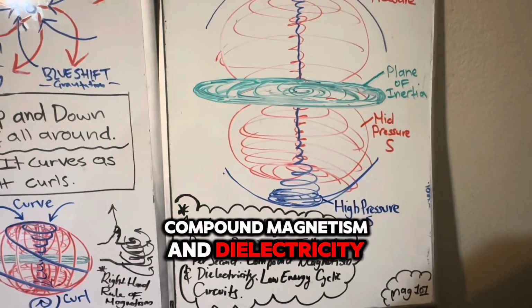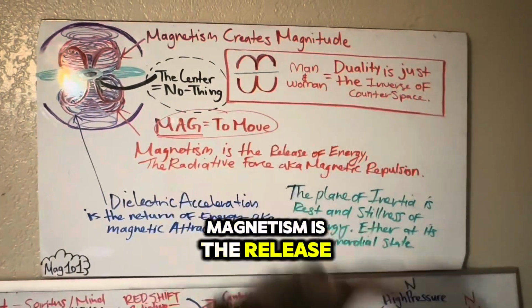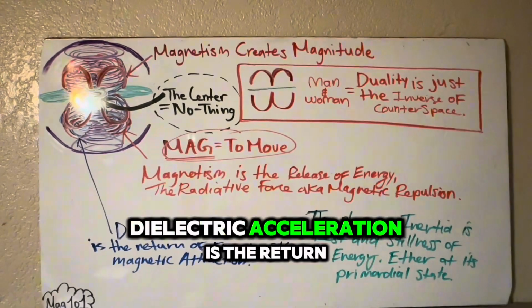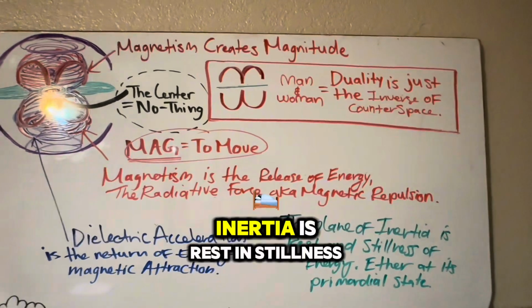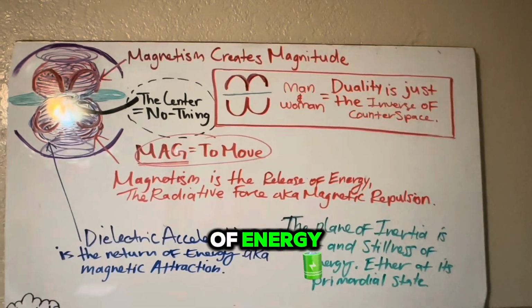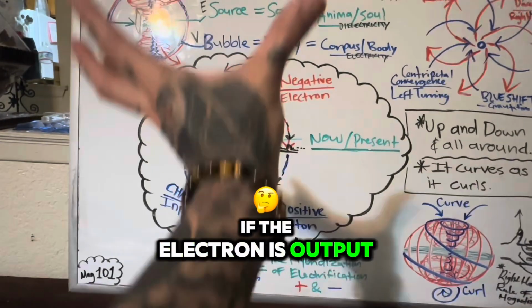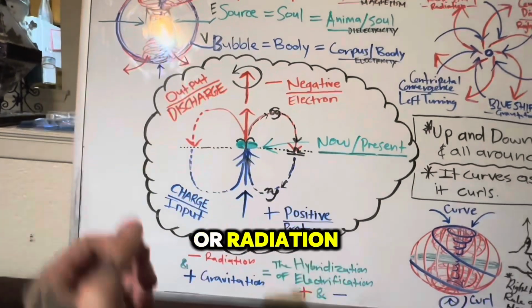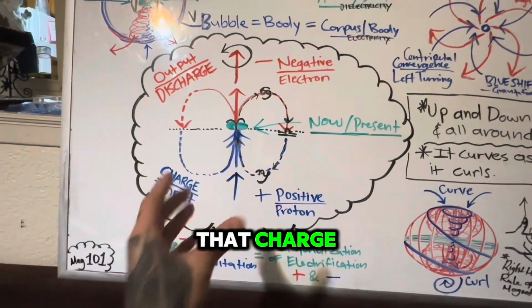Compound magnetism and dielectricity, low energy cyclic circuits. Magnetism is the release of energy, the radiative force, aka magnetic repulsion. Dielectric acceleration is the return of energy, aka magnetic attraction, and the plane of inertia is rest and stillness of energy, aka ether, at its primordial state. If the electron is output, we call that 1 unit of dielectric discharge or radiation. And if the proton is input, we call that charge.